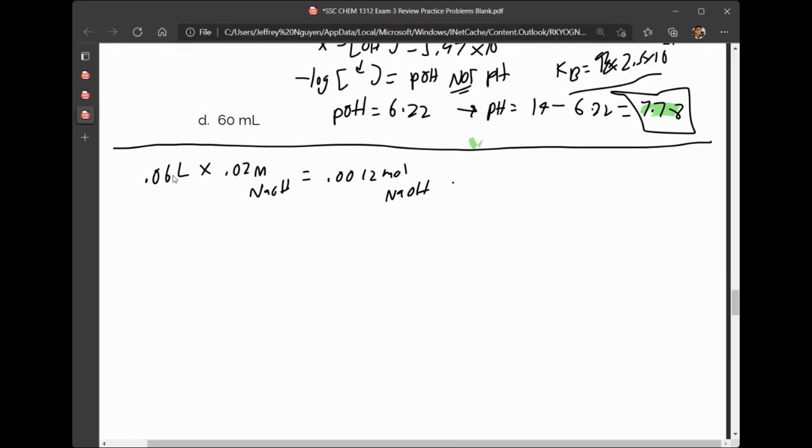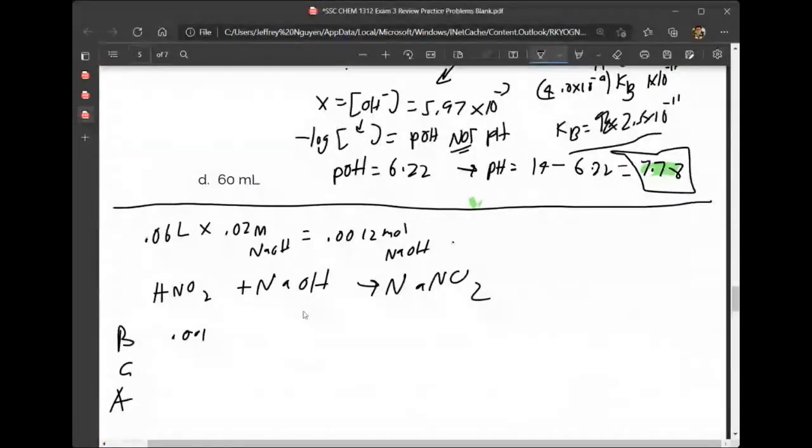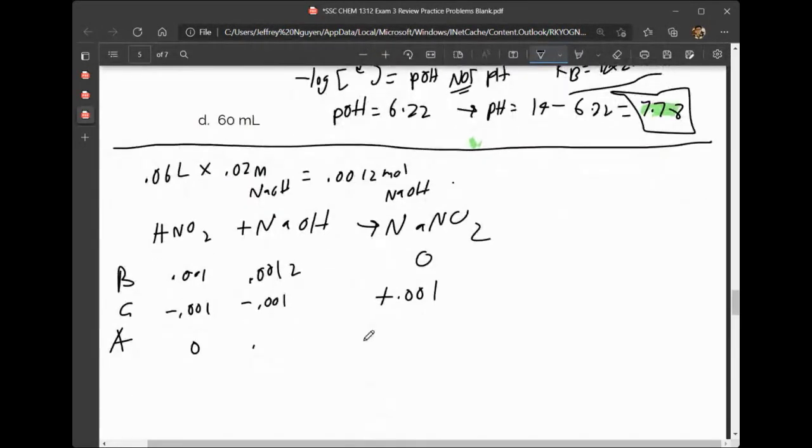Once we do that, we get the number. So writing the reaction out, we get HNO2 plus NaOH is NaNO2. So we do BCA. We get the moles. We have HNO2 from the first part up here. It doesn't go away. Plus the NaOH, which we found. We subtract 0.001 because that's the limiting reactant. And then we do zero and then that number, which is going to be 0.0002. And then we have plus 0.01.